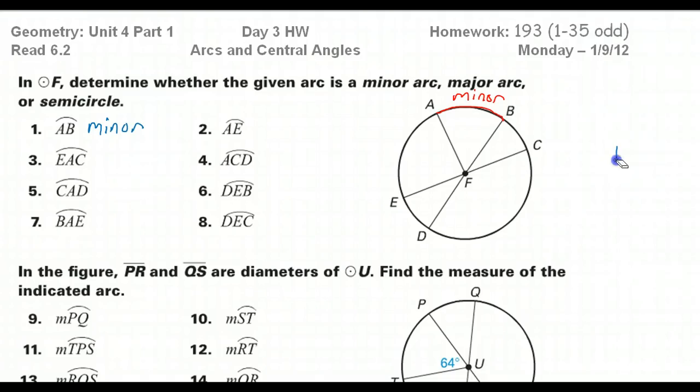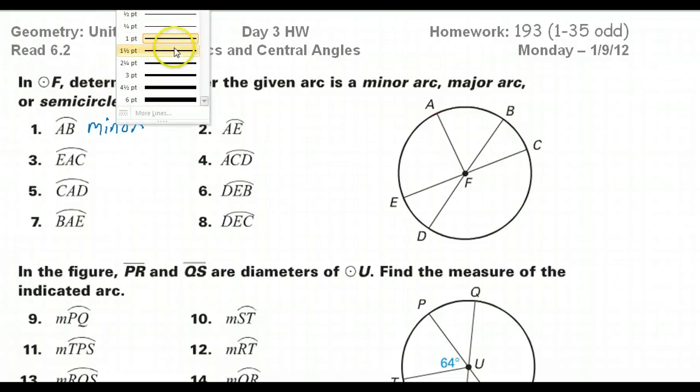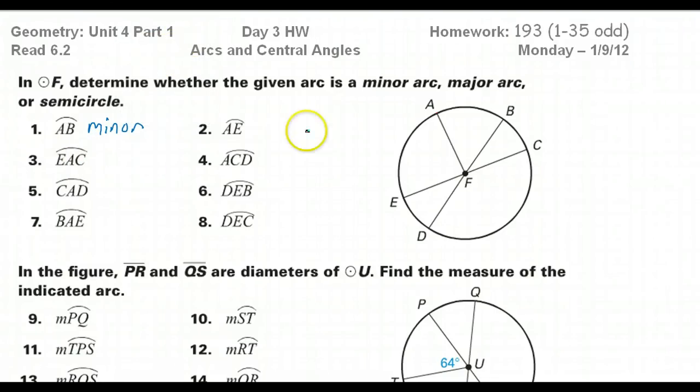Tidy that up a bit. And now I'm just going to do the odds here, so I'm going to skip around a little bit. Now, arc EAC. So that was a minor arc. So you switch to red. I'm going to go a little bit bigger. Arc EAC, that means from E passing through A and continuing on to C. It's important that we stay on the circle the entire time. So that's arc EAC, and that is a semicircle.